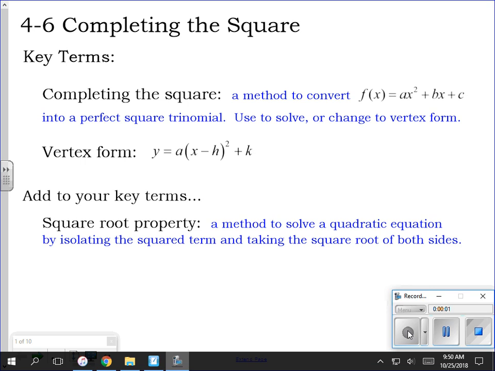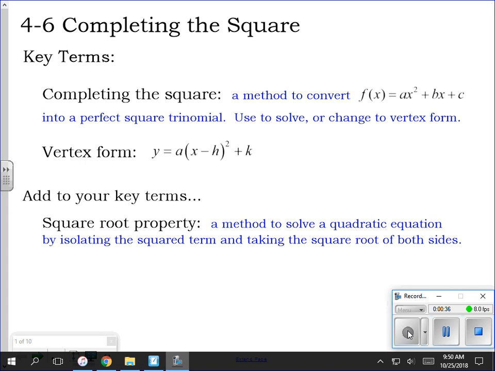Today we're going to work on completing the square. Completing the square is a method used for two things. One, use it to solve the quadratic. Two, you use it to take the quadratic that's in standard form and rewrite it into vertex form. This is another way to do that. There are two ways to do that. One of them is the one we use today: find the vertex, and then rewrite it in vertex form from that.